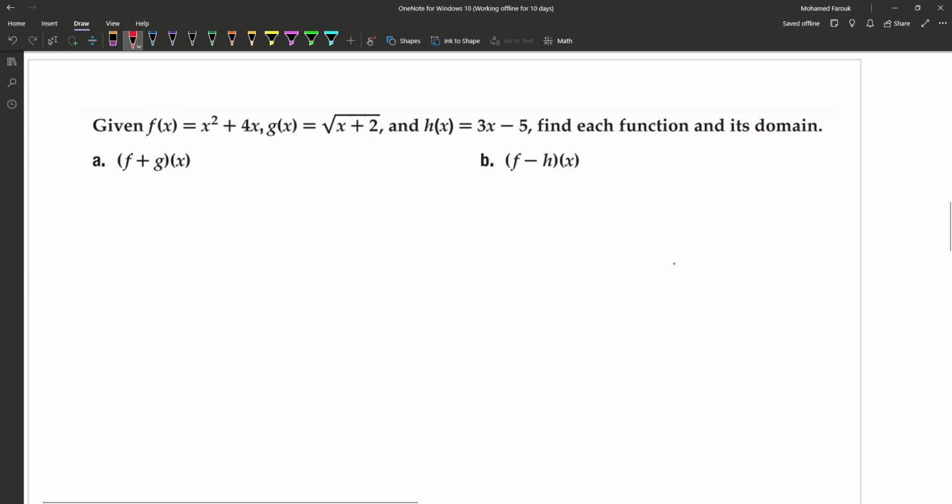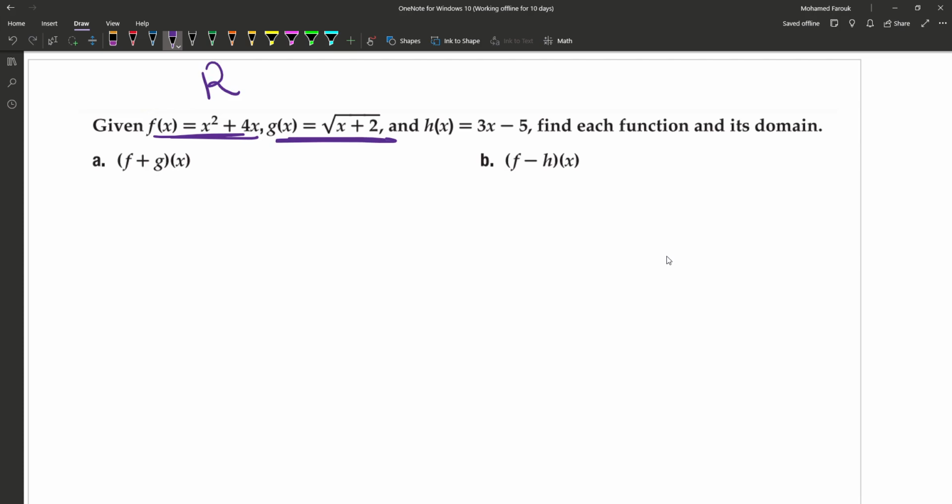For this one, we need to combine two functions. We need to get the composition of them. At first, to get the domain, it's the common domain between the two functions. What is the domain of the first one? It's all real numbers. What is the domain of the second one?